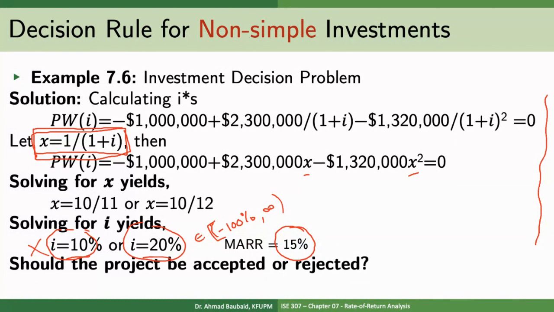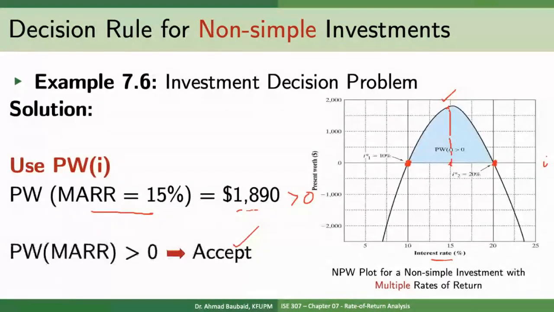So you can sometimes figure this out by drawing the function if it's easy to draw, and maybe that will make life easier for you, especially if you have software that can draw the function without a lot of issues. So again, because the present worth at the MAR is positive, then we accept.